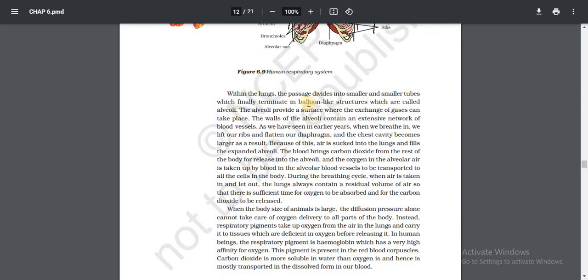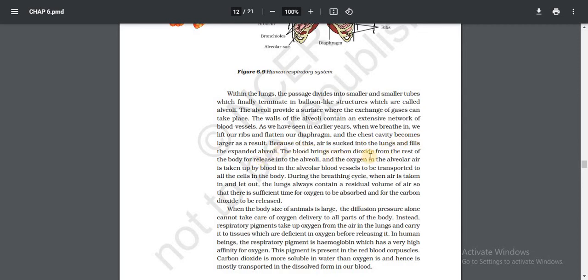Within the lungs, the passage divides into smaller and smaller tubes which finally terminate in balloon-like structures called alveoli. The alveoli provide a surface where the exchange of gases can take place. The walls of the alveoli contain an extensive network of blood vessels. As we have seen in earlier years, when we breathe in, we lift our ribs and flatten our diaphragm, and the chest cavity becomes larger as a result. Because of this, air is sucked into the lungs and fills the expanded alveoli.